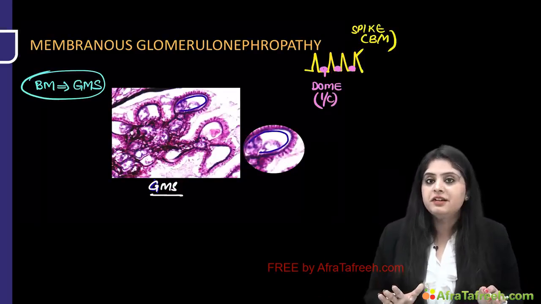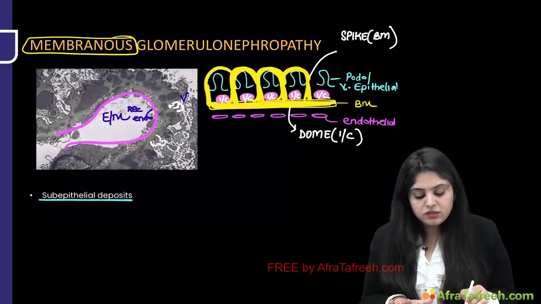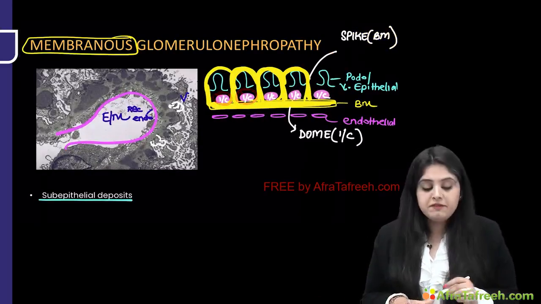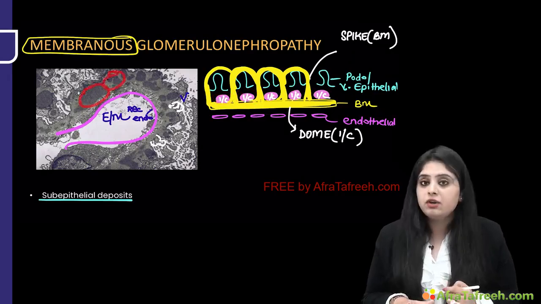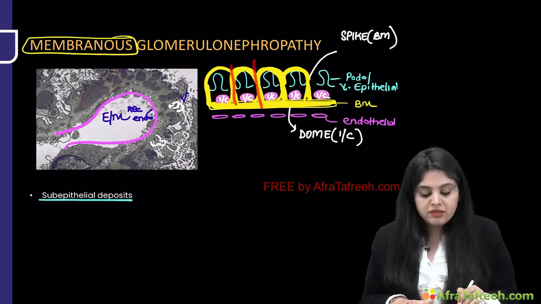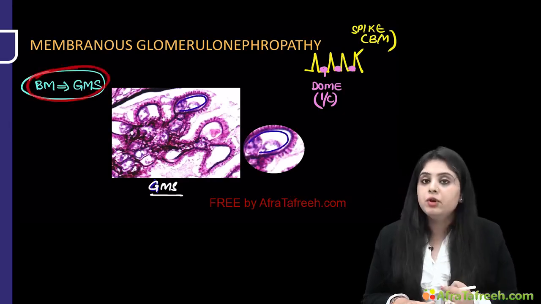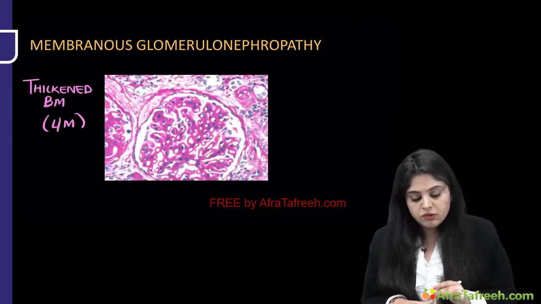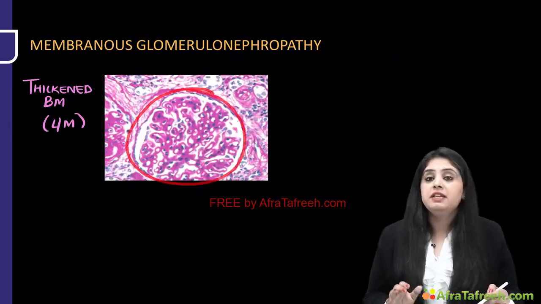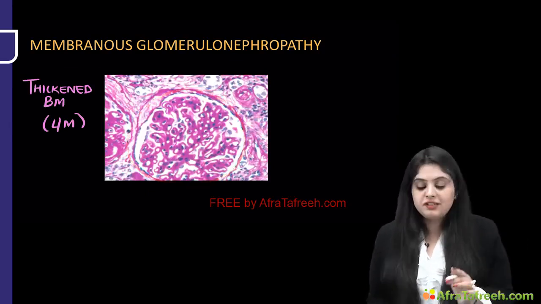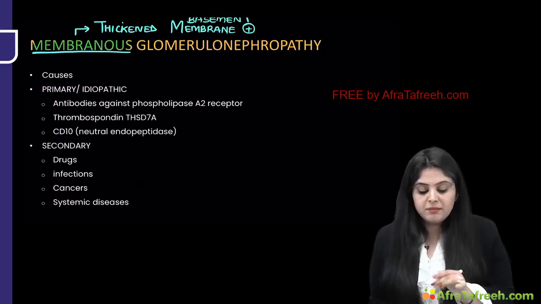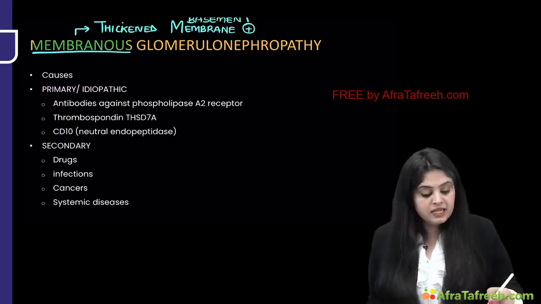All the things that I studied are coming in one place. First, I saw the deposits for subepithelial. After that, I saw the same thing under the electron microscope. Then the basement membrane started reacting. It started showing you spike and dome pattern that I can see on a Gomori methenamine silver, and because of all of this, the membrane becomes very, very thickened. Now, having discussed the entire pathogenesis, I can come back to the things that I have to mug up.